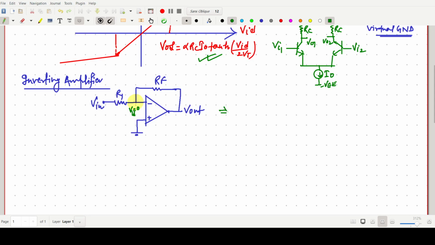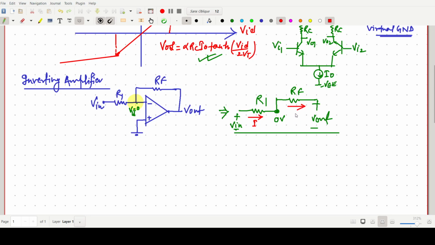So the circuit for the same can be modified as RF, R1, and this should be our V output, and plus or minus V in, and take this voltage as 0 volt. In the virtual ground concept, this voltage in such cases we have to take as 0 volt. So now next what we have to say, this current will go like that, say some current I, the same current will flow from this one, say I.